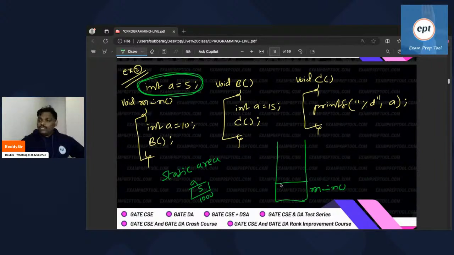Function call is a push operation. So now I am pushing main. What is the meaning of function push? All that function information will be pushed, something like local variables. Let's check.